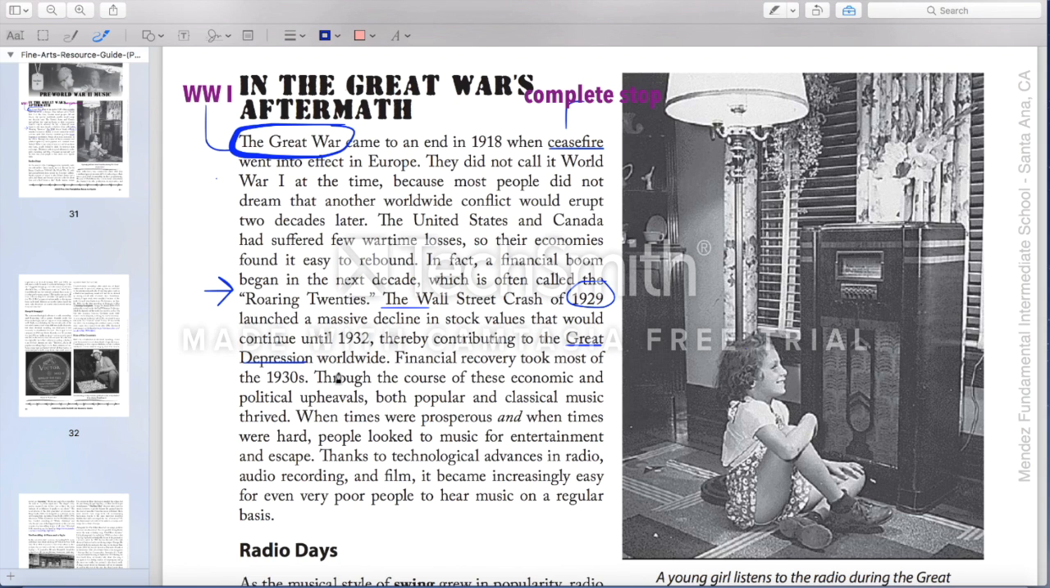Okay. Financial recovery took most of the 1930s. So the entire time during the 1930s was very difficult. Let me give you a little picture and some other images from the 1930s to give you some more context.